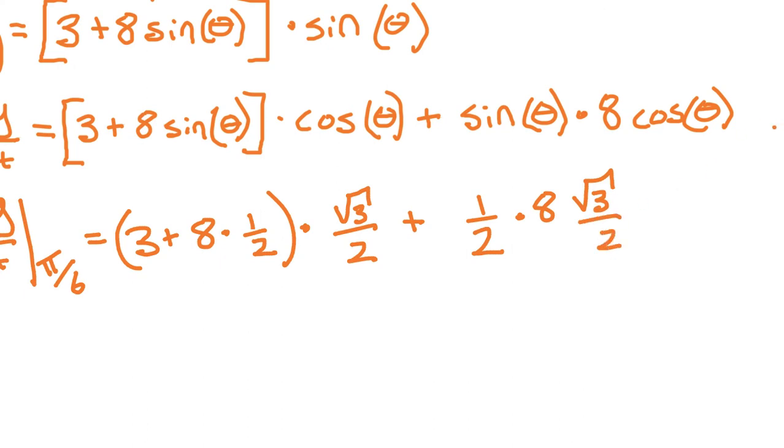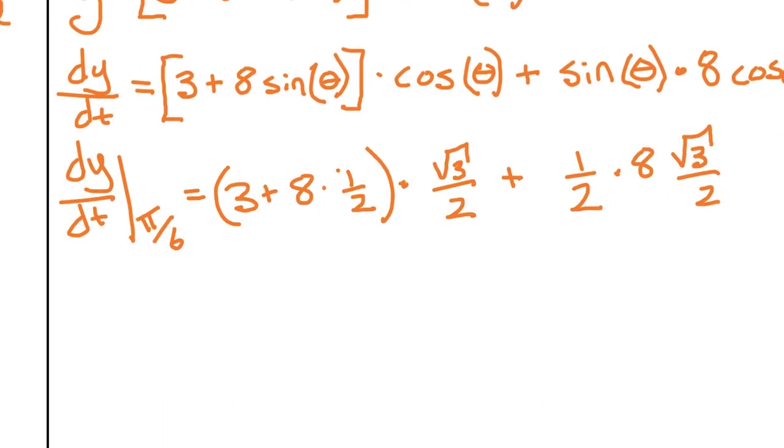Okay, I need to start simplifying this thing. Let's do some mental math. 8 times 1/2 is 4. 4 plus 3 is 7. So this entire quantity is 7. And that means if I just squish on that 7, it's going to be 7 square root of 3 over 2. So down here I'm going to say this is equal to 7 square root of 3 divided by 2.